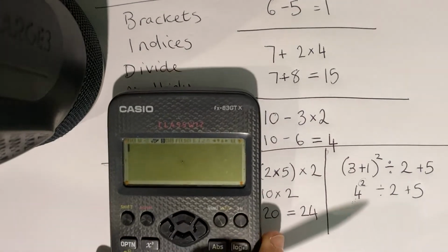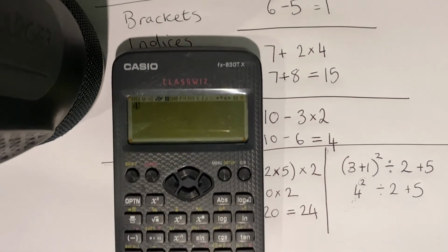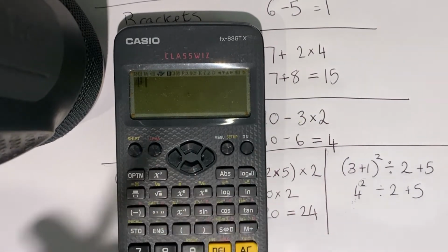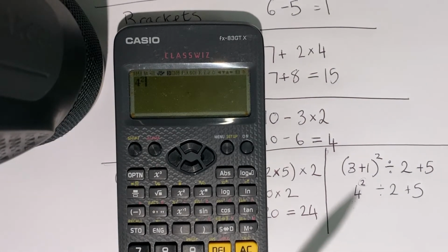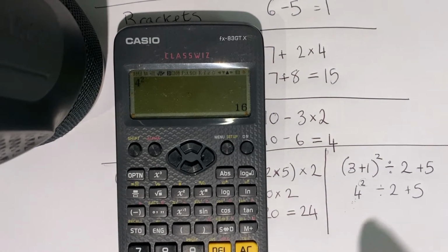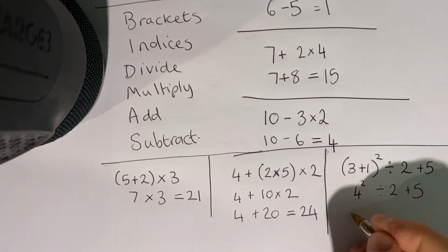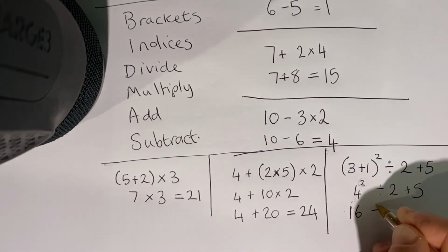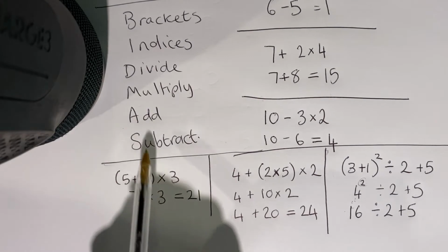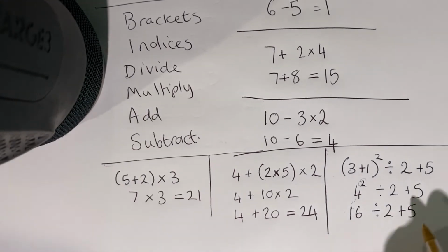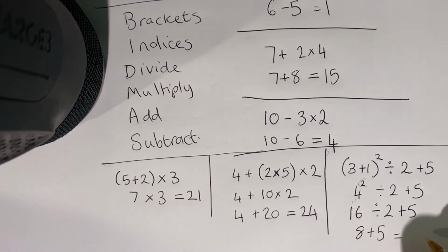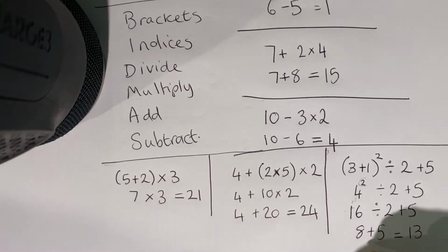If you had your calculator as well, you could check that. So we put 4 here, and you'll see that there's this little button which says x2. If I push that, and press equals, we can see that that's 16, which makes sense because 4 times 4 is 16. So let's put that down. So 4 times 4 is 16. Then we've got the divide 2 and the plus 5. Look down the list, the next thing that happens is the divide. So 16 divided by 2 is 8, so we get 8 plus 5, and that equals 13. Great.